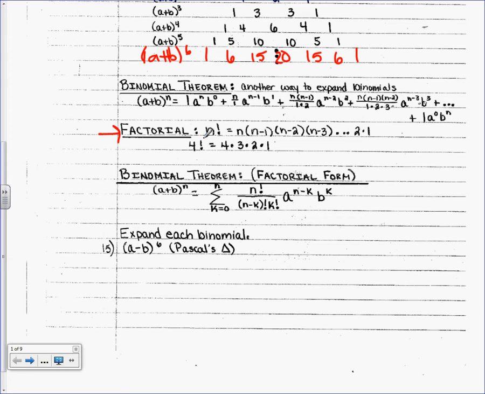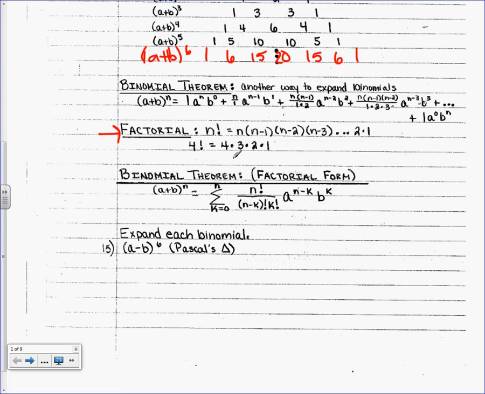So factorial, n factorial, it's an exclamation point. In math, the exclamation point means take it times the one below it. So like 4 exclamation point, 4 factorial is 4 times 3 times 2 times 1. 7 factorial would be 7 times 6 times 5 times 4 times 3 times 2 times 1. Does that make sense?